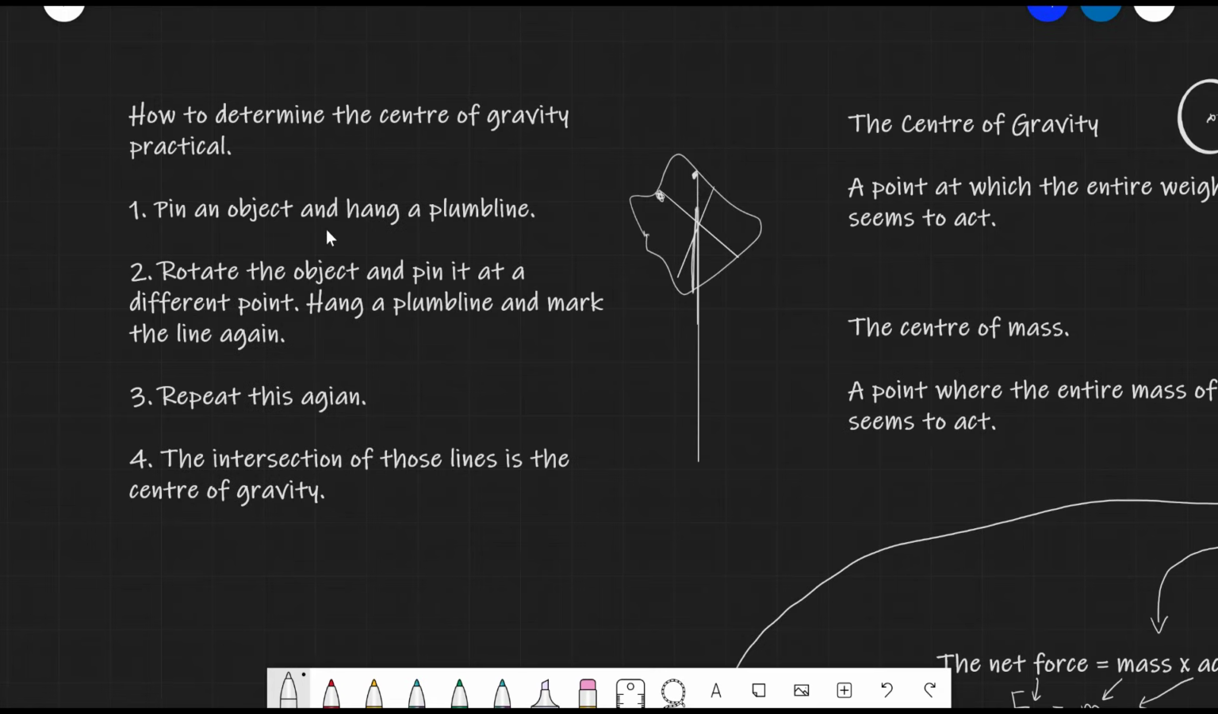First off, I'm going to pin an object, and then I'm going to hang a little plumb line vertically downwards, just let gravity do its work. Then I'm going to rotate the object and pin it at a different point.